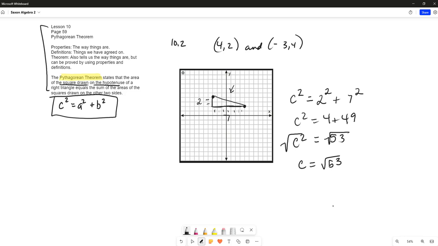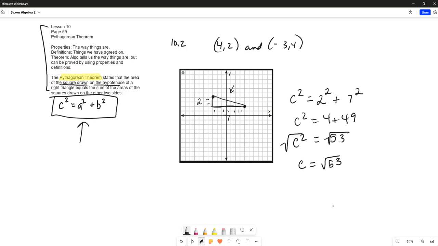Okay, I want you to go ahead and try the practice problem. That one, both of the practice problems. The first one, the triangle's already drawn for you, and you just have to find the hypotenuse and plug that into c squared equals a squared plus b squared.